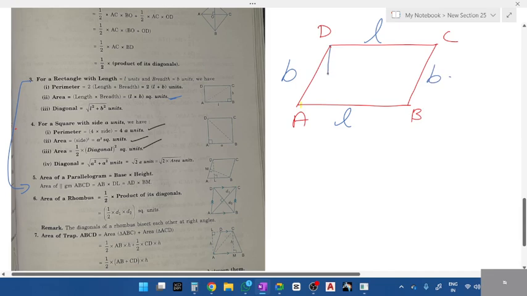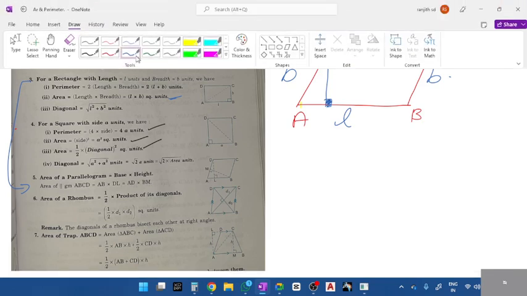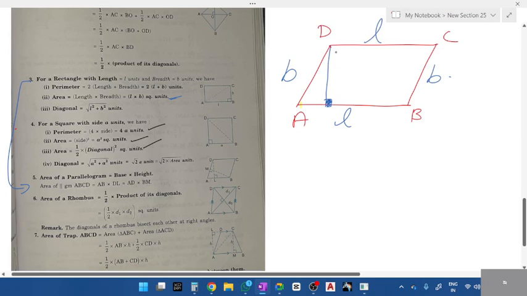Okay, now what I'll do is, I'll draw a straight line here. So this straight line is between which two sides? This straight line is touching which two sides? DC and AB. I'll draw another straight line from this side. Now this straight line touches which two sides? AD and BC.